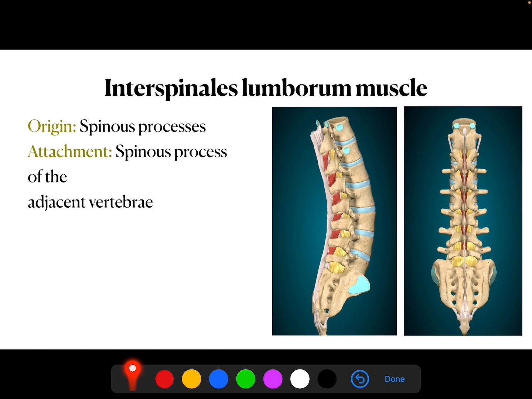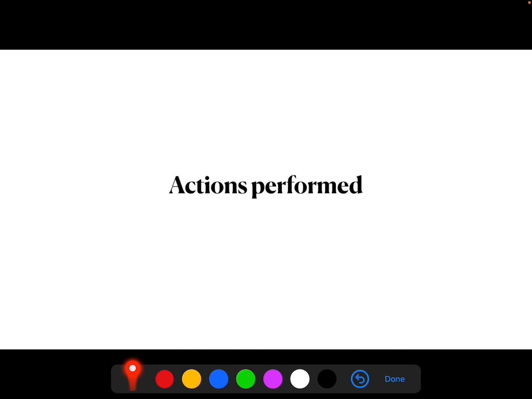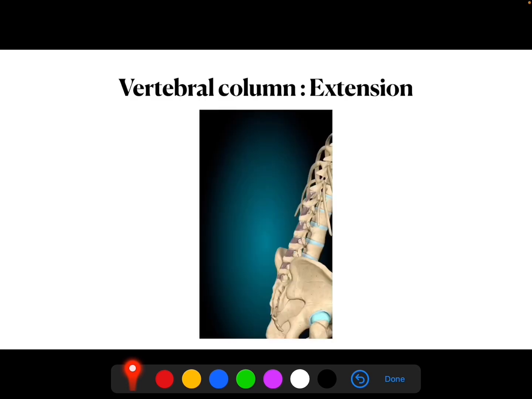Interspinalis lumborum muscle. It originates at the spinous processes of the lumbar vertebrae and attaches at the spinous processes of the adjacent lumbar vertebrae. Actions performed by this muscle: extension of the vertebral column.